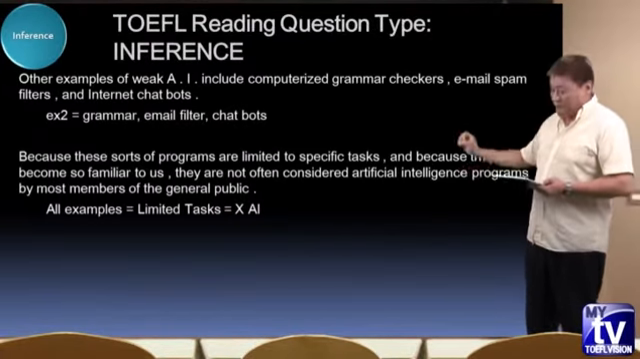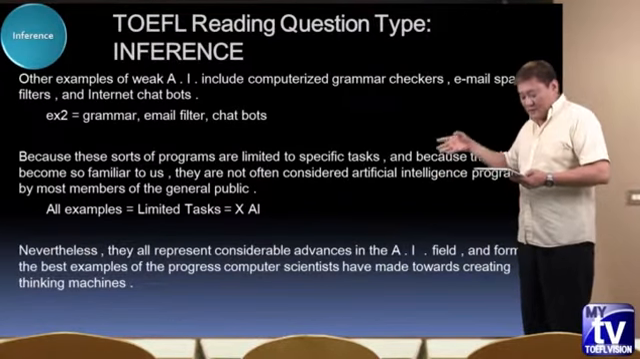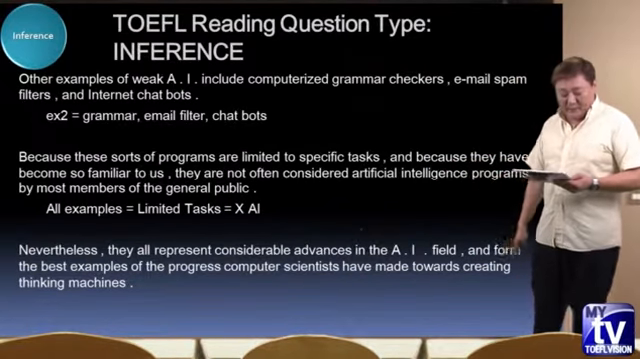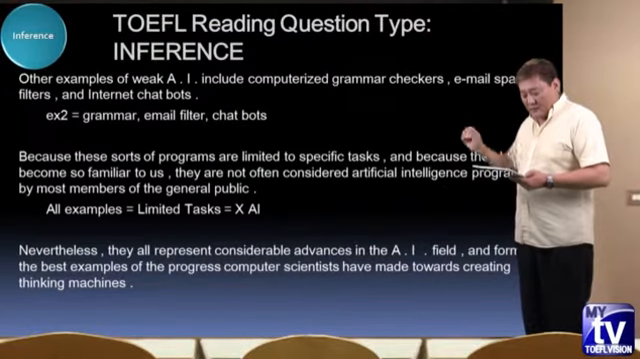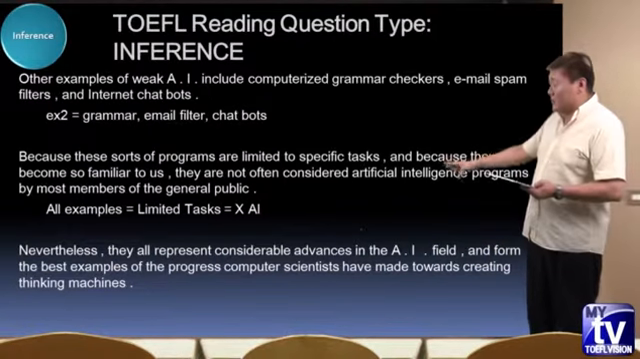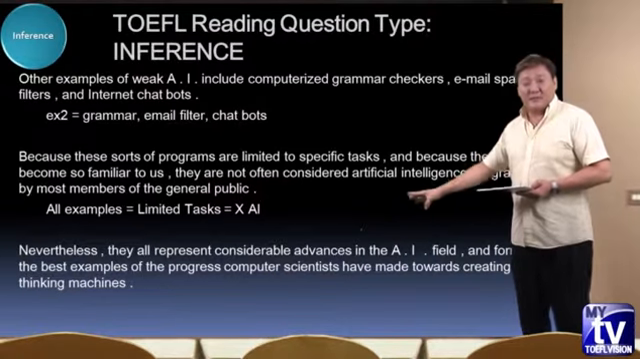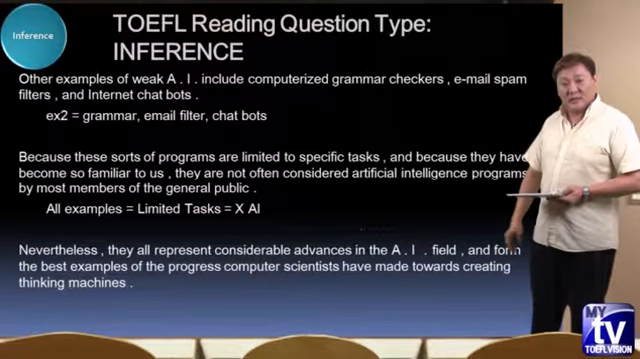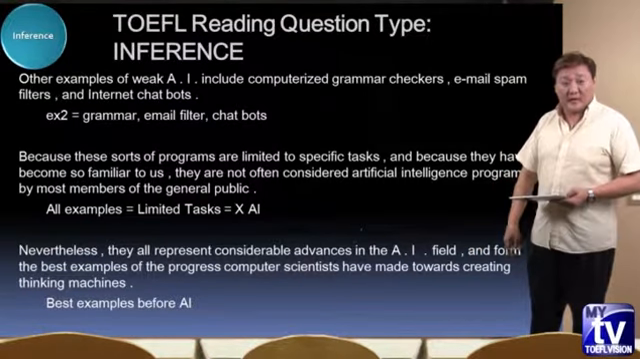We continue. Nevertheless, they all represent considerable advances in the AI field and form the best examples of the progress computer scientists have made toward creating thinking machines. That whole thing is what? Basically, all the examples given prior to this last sentence are what? It is the best examples before real AI.